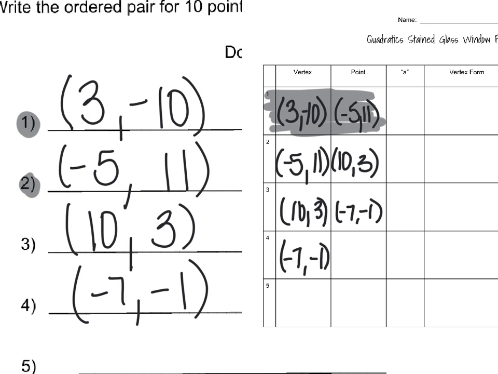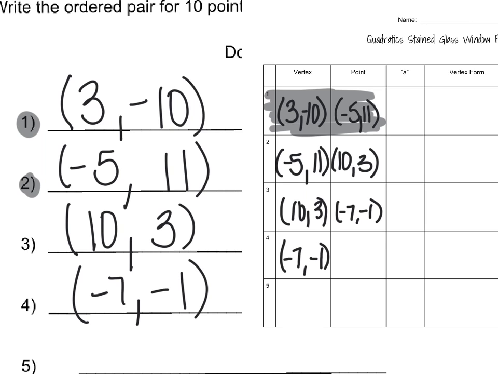So your main goal today if you have time, and what you're going to focus on tomorrow as well, is just filling in this part here, the vertex and the point for all of your points. When you get to the very end, for point 10, you're going to use the ordered pair (3, -10) as the other point for that one. I'm going to show you that in a second.